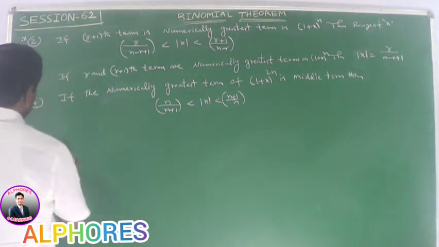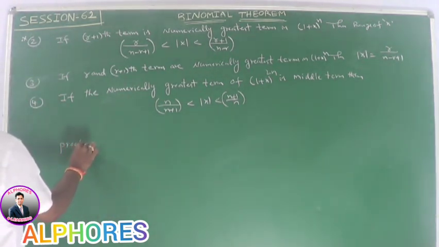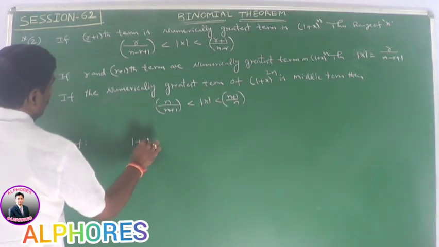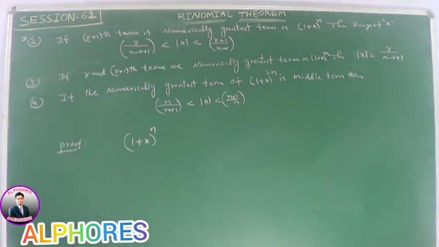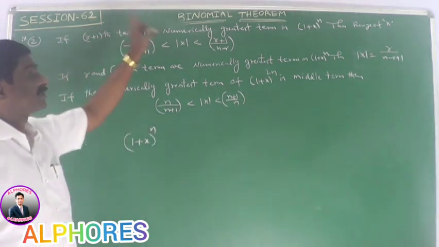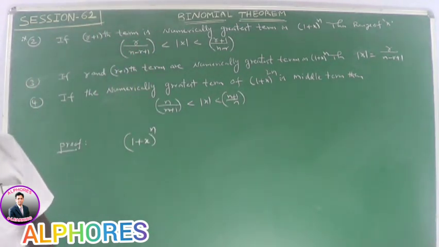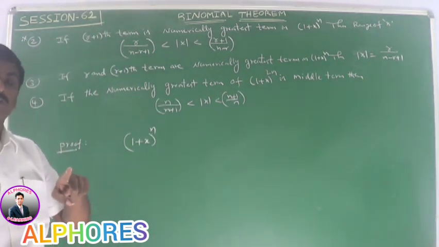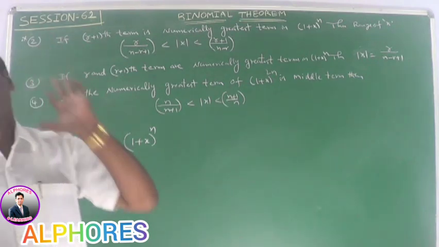Proof. What is the given binomial expansion? (1 plus x) whole power n. In this case, the r plus 1th term is the numerically greatest term. That means we get only one numerically greatest term.